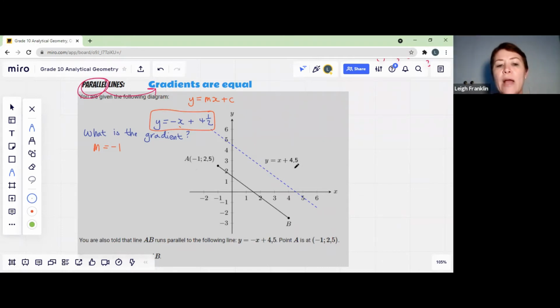So if we now want to work out the equation of line AB, this is what we're going to do. We see that they've used the word parallel. When we see that lines are parallel, we know that their gradients are equal. So the gradient of the one is the same as the gradient of the other. So straight away, when I want to work out the equation of line AB, I can say the gradient is also -1. But I don't know what the y-intercept is.